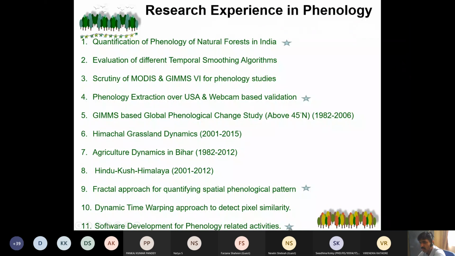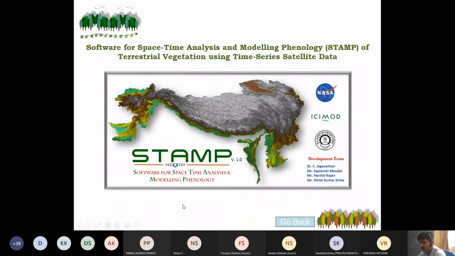Also, we have developed some software like this, a stamp. This is developed for easy mode.